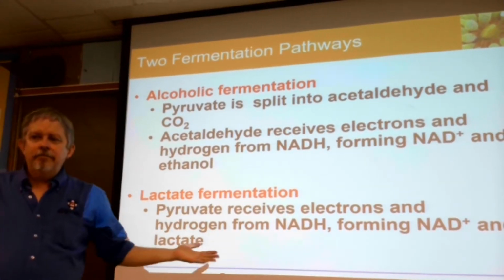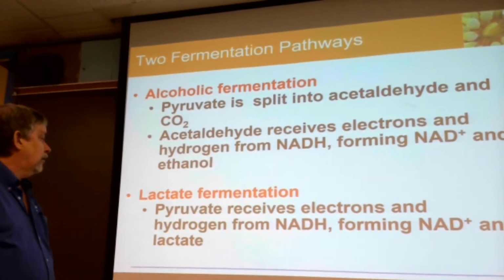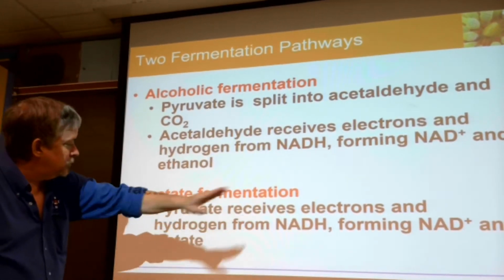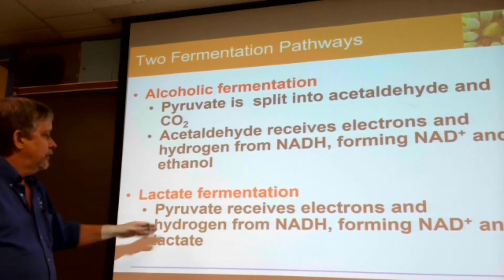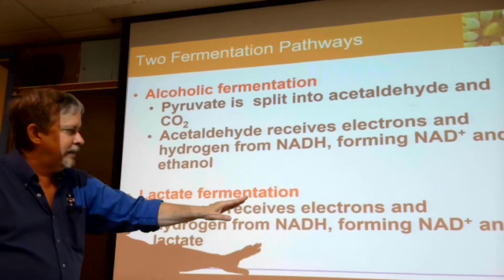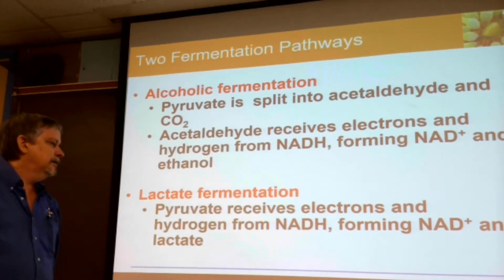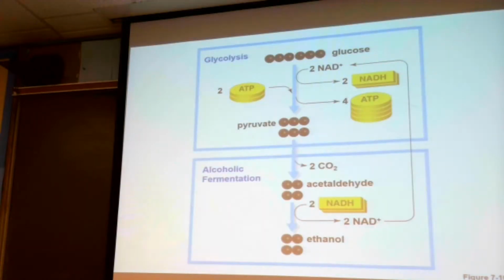This is the basis of brewing. This is moonshine. This is forming alcohol. In animals, we form lactic acid or lactate. The pyruvate receives electrons and hydrogen from NADH, forming NAD+, and lactate, lactic acid, which is not a good deal. All right, so here is alcoholic fermentation.